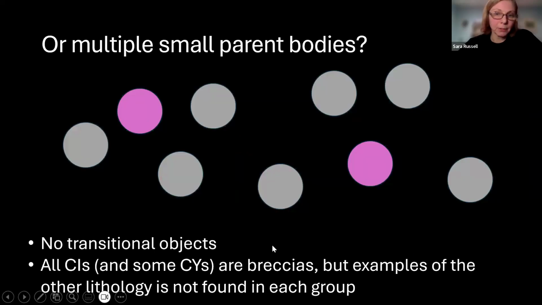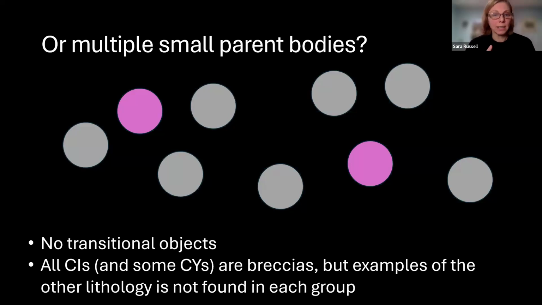However, I prefer a model more like this, and we'll go into the number of parent bodies a bit later on in the talk, at the end of the talk specifically. But I think it makes more sense to think about multiple small parent bodies, partly because the accretionary array of CYs and CIs may be slightly different, but also because we don't see any transitional objects. So there's no meteorites that are midway between a CY and a CI, which you might expect if there was an impact onto one body.